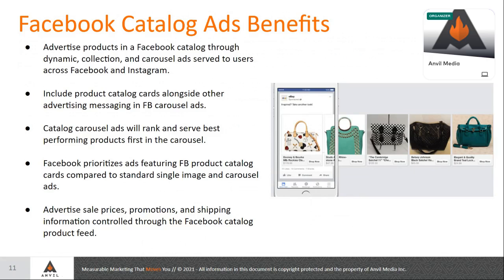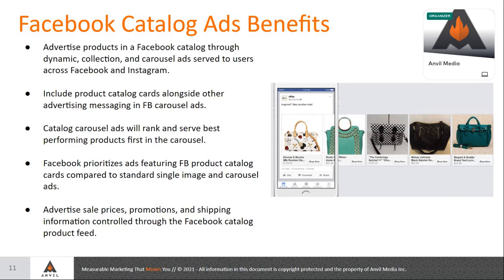You can also include, like I mentioned, product catalog cards alongside other advertising messaging in Facebook carousel ads. So things like a title card, or maybe some lifestyle images or other promotional images. Or if you're running a sale campaign, a common one we've seen in the past couple of weeks has been 4th of July sales. So you could start off with some 4th of July sale image or images, or even a video in a carousel ad, followed by catalog cards featuring actual specific products pulled in from the Facebook catalog.